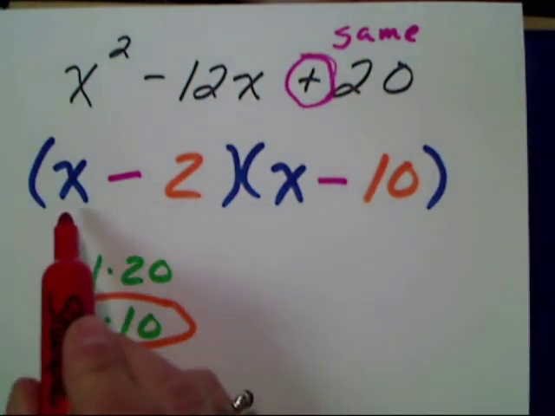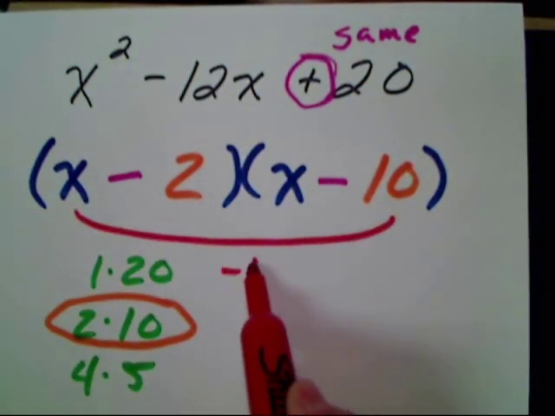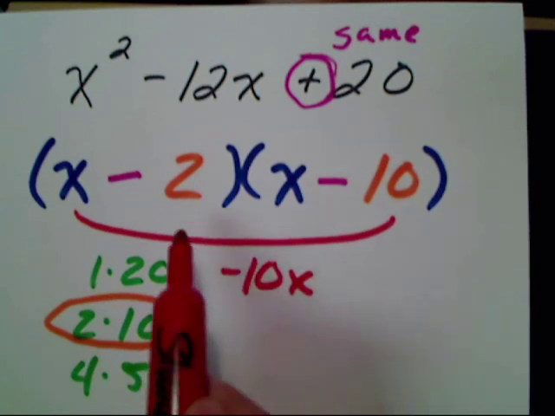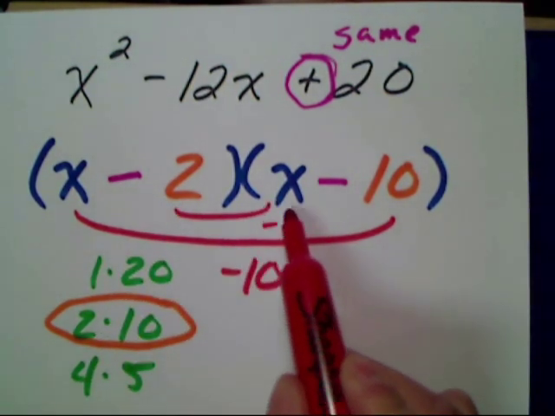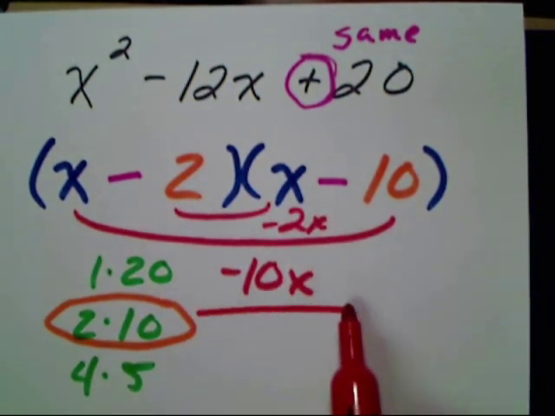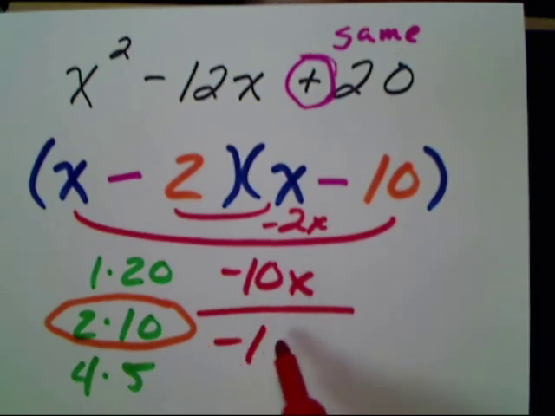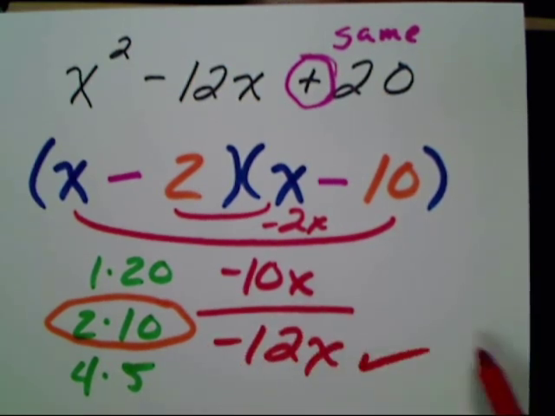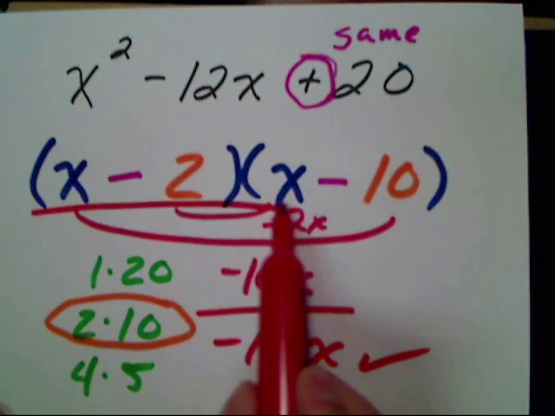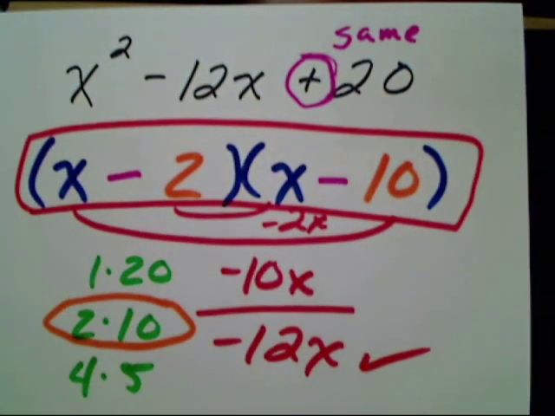My outside here is a negative 10x. My inside here is a negative 2x. Negative 2 and a negative 10 is negative 12, so it checks. This is my answer in factored form: the quantity of x minus 2 times the quantity of x minus 10.